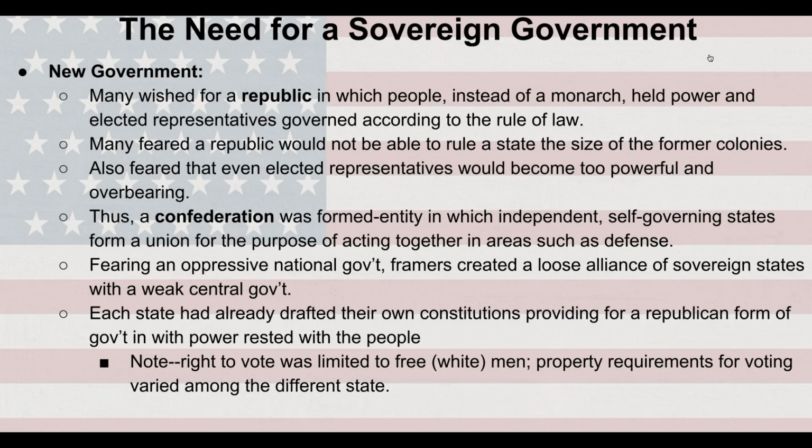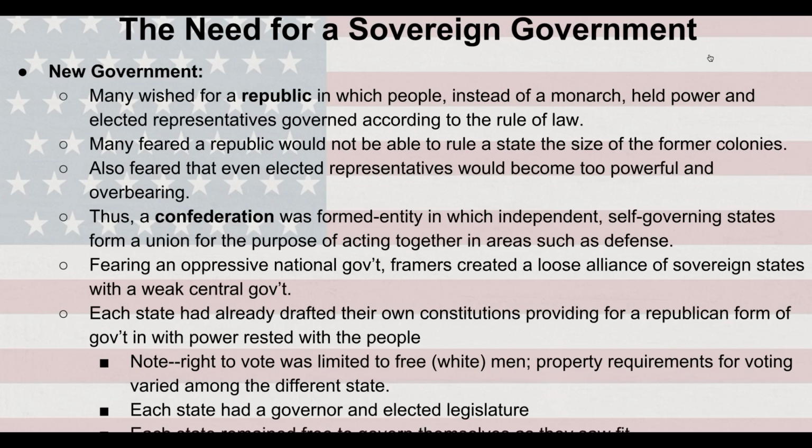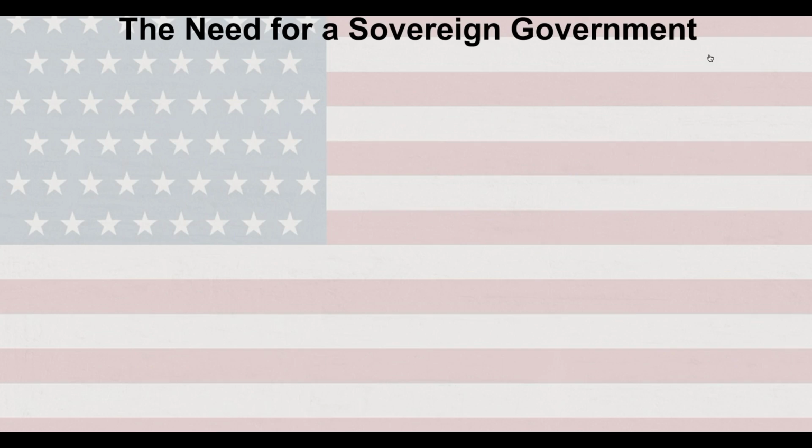And while the requirement for property owning did vary amongst the states, it is going to be very common in the state constitution. Each state already had its own governor and elected legislature, so there didn't really seem to be a need for a very powerful one of these at the national level, and each state remained free to govern themselves as they saw fit. They are going to coin their own money, and they're going to regulate their own trade, and they're going to participate in the national government when they feel like it is within their best interest. But we're not going to see unity. There's a severe lack of unity in this new government.